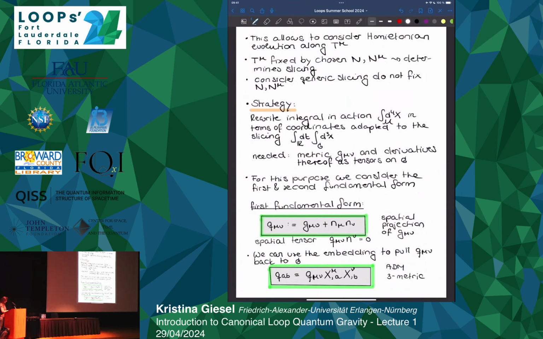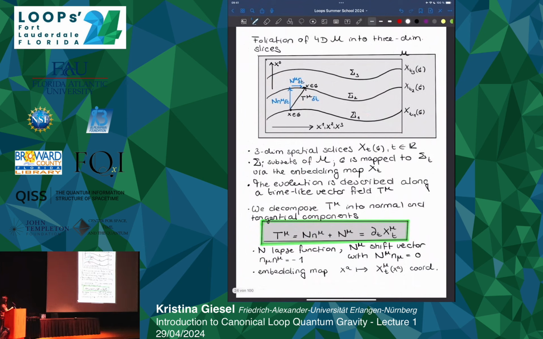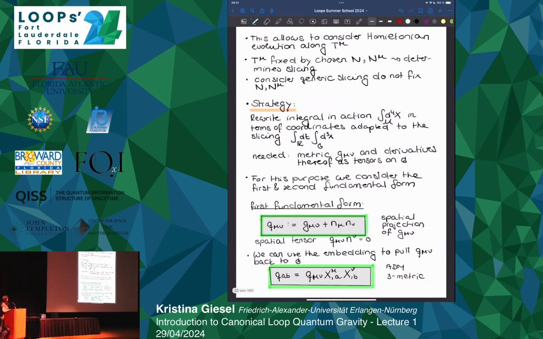So given this, we can basically consider the time evolution along T^mu, and you see that this is parameterized by choosing lapse and shift, which means that if we would fix lapse and shift, the slicing would be determined by it. And since we would like to consider this for any slicing, we keep N, so the lapse function, and the shift vector generic.